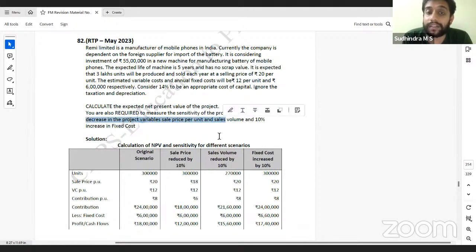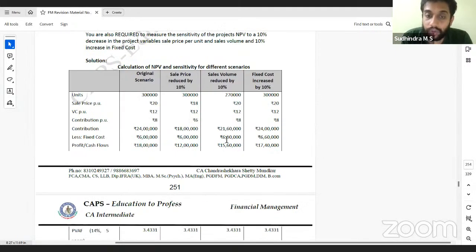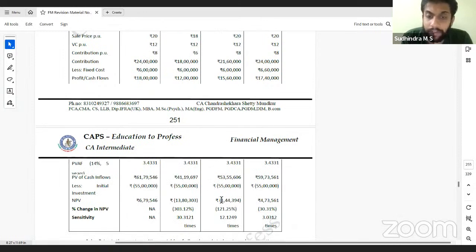Same way, 10% decrease in sales volume. 3 lakh reduced to 2,70,000. But selling price remains the same because we are changing one variable at a time. So using this, your NPV will be 1,45,000. 1,44,000 divided by 6,79,000, a decrease of 1 lakh, 121.25%.